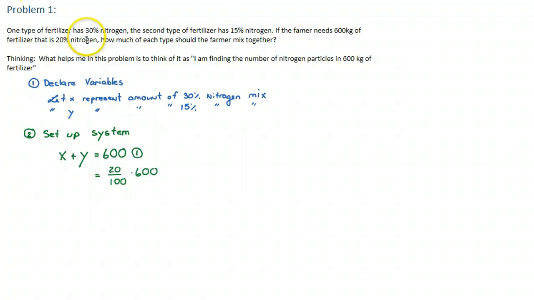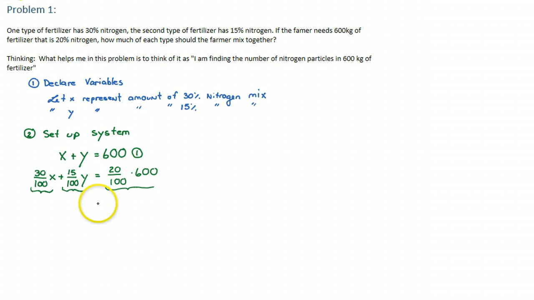So what I can then do is say, okay, that's going to come from two sources. It's going to come from the 30% nitrogen mix. So we're going to take some from the amount, whatever x is, 30% of that is going to be nitrogen. And if I take whatever the y is, 15% of that is going to be nitrogen. And I now have my equation to set this up, because this represents 30% of whatever x is, this represents 15% of whatever y is, and when I add those together, I'm going to get 20% mix of a total of 600.